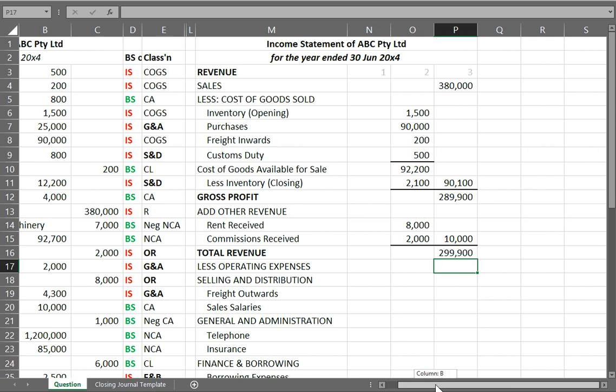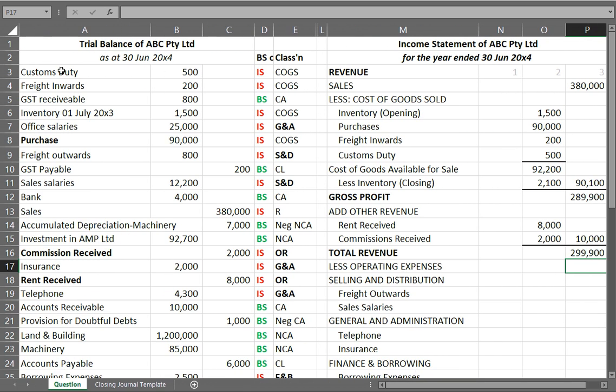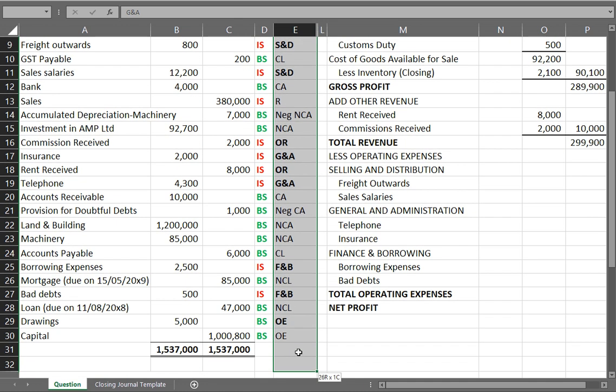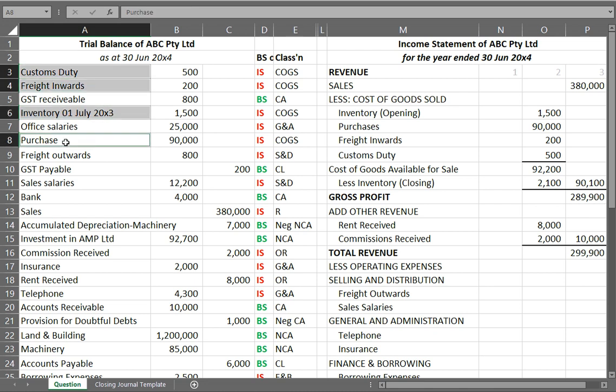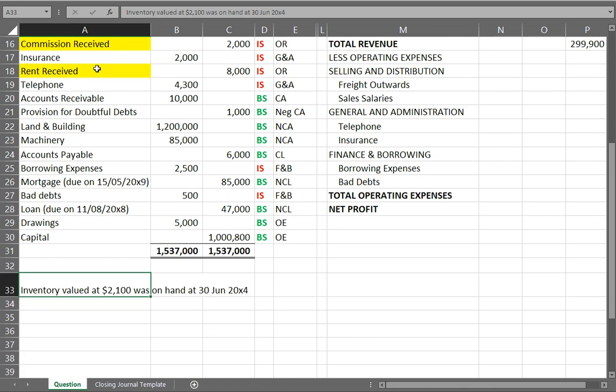Perhaps it's not a bad idea to tick things off as we go, just to make sure that we've used all of the items from the trial balance. Okay, so in order to do that, let's just make it all the same. Okay, and we will start highlighting things as we go. So we've used customs duty, we've used that, we've done this. What else have we used? We've used this and we've used that. Okay, so let's make it some color, so we know what's left. Okay, we've also used this one.